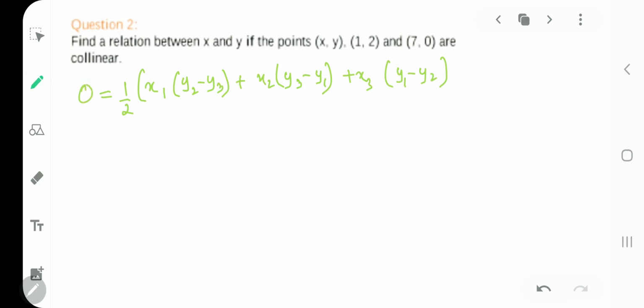Now my dear kids, I have already given you the 3 coordinates. You have to just put in the values. So if this is (x1, y1), this is (x2, y2), this is (x3, y3), put in all the values into this formula. So you will get something like this.